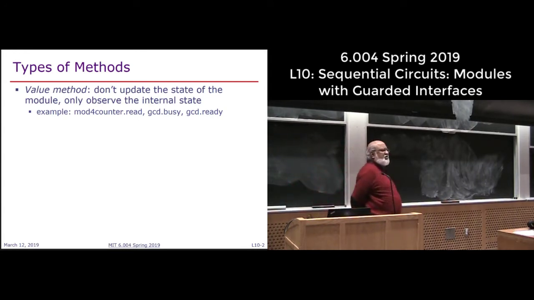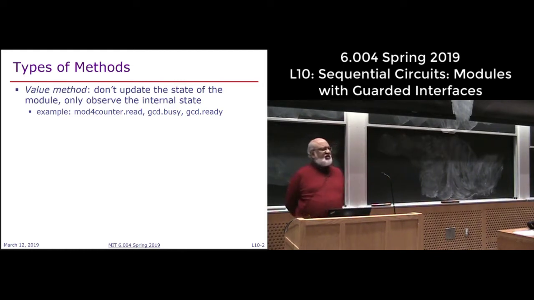So just a quick preview of what you have seen, but let's make sure all of us are on the same page. There are three types of methods a module can have. This one is simply the value method, or read-only methods. These methods let you look at the state elements inside a module, right? It doesn't affect the state, but you can read the state through a value method. You already saw two examples of it. Mod4 counter dot read told you what the current value of the counter was. You could also read GCD busy, right? That is, GCD is currently busy, or the GCD module is ready with the results, and so on.